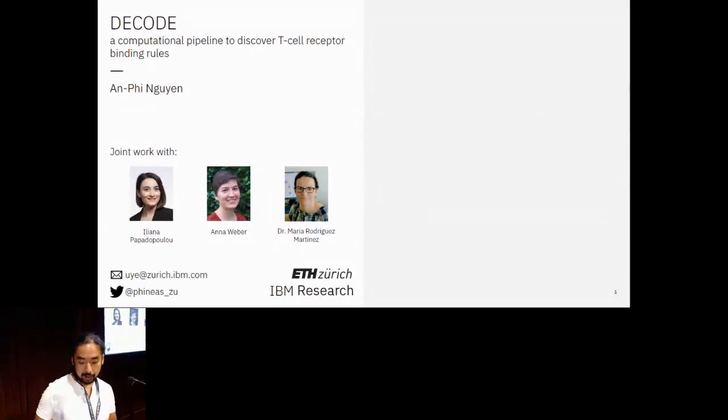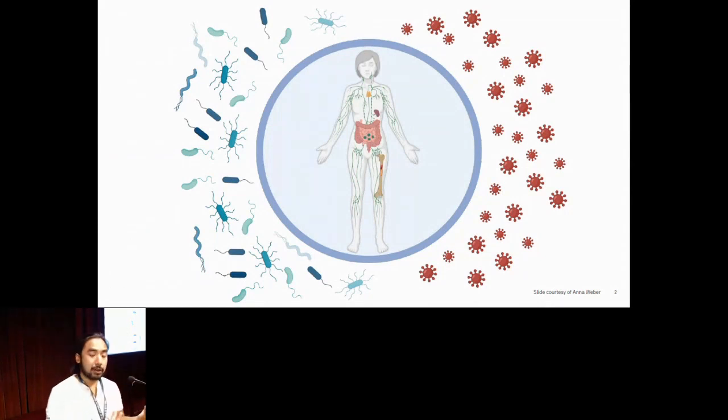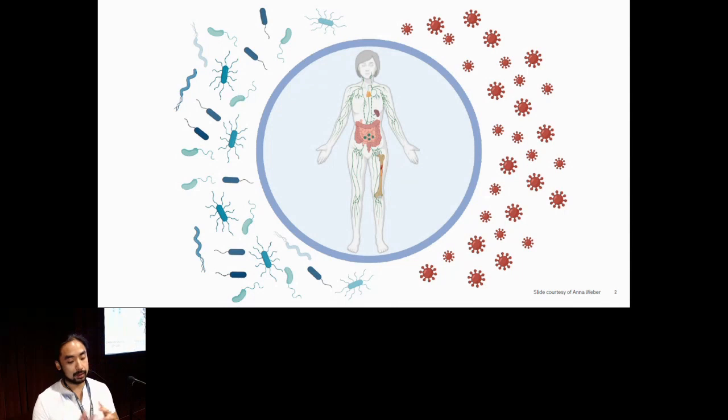So let's have a quick look first at the biological motivation behind our project. If you have been living on this planet before, one thing that you might know is that we are continually exposed to a high number of antigens that try to attack us and make us sick, let's say. So one of the defense mechanisms that we have against these antigens is the adaptive immune system. And one of the core components of the adaptive immune system are the T cells.